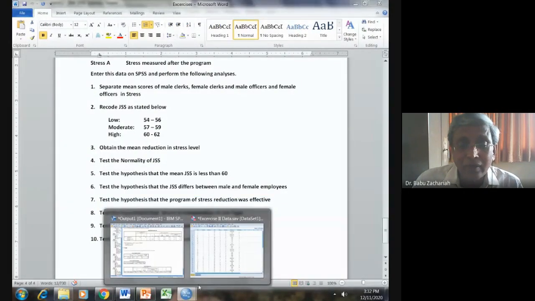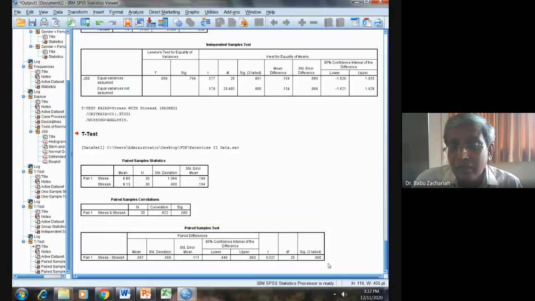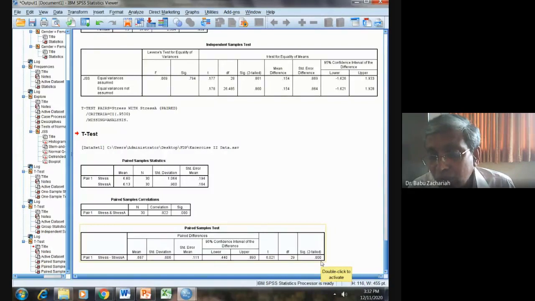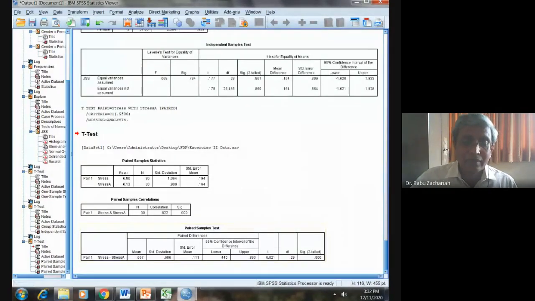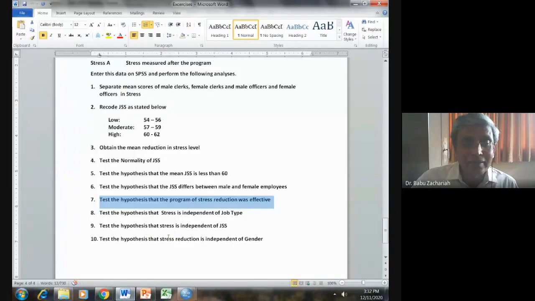So here you have to read the answer like this. The two-tailed significance is given; divide by 2, and 0.03-something will come. Whatever it may be, it is lesser than 0.05. This falls in the rejection region. We reject the null hypothesis. Therefore, we accept the alternative and conclude that the program was effective. So with this, I have completed the t-test.